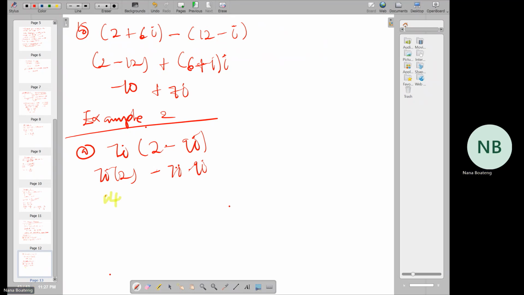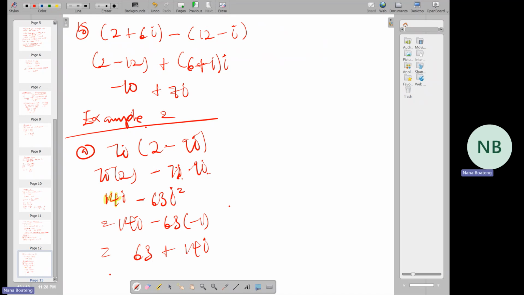And minus 7i times 9i. 7 times 9 is 63, and i times i is i squared. So this becomes 14i minus 63 times i squared, which is -1. So this becomes minus 63 times -1, which is positive 63. So this becomes 63 plus 14i.